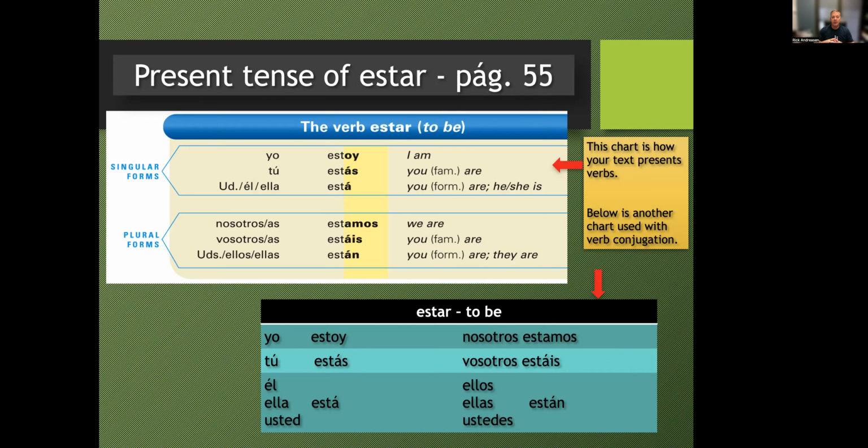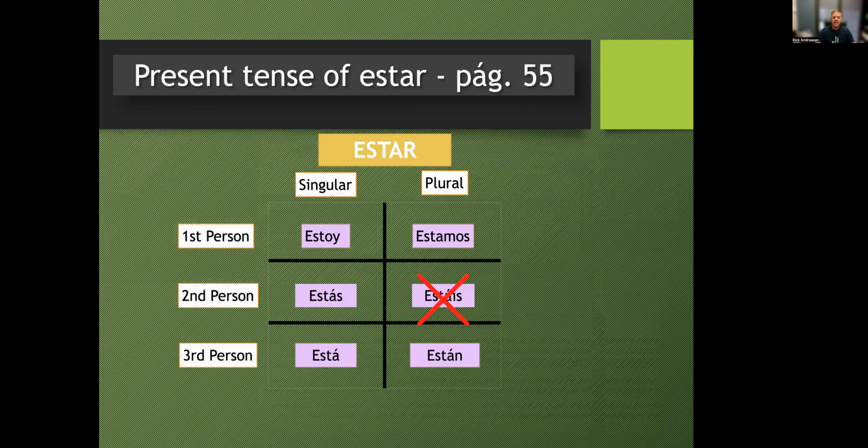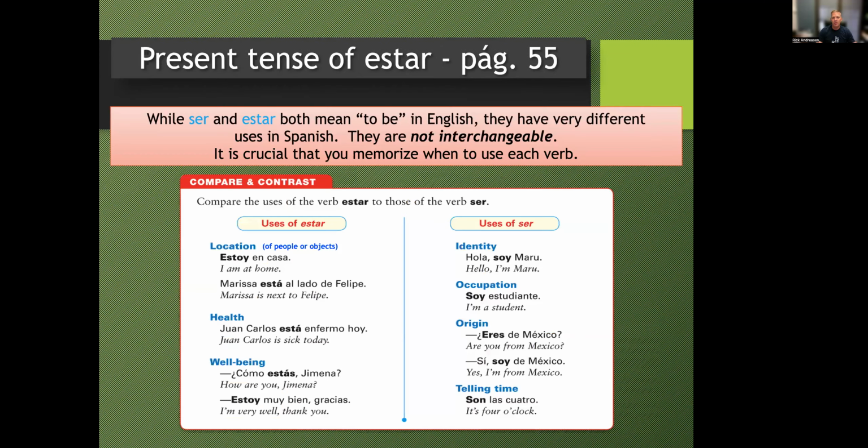So there you go, some pronunciation. Estoy, estás, está, estamos, estáis, and están. The conjugations for the verb estar in the present tense. And then, of course, I couldn't leave you without my favorite thing, my verb tree. Super useful verb, one of the more common verbs in all of Spanish.